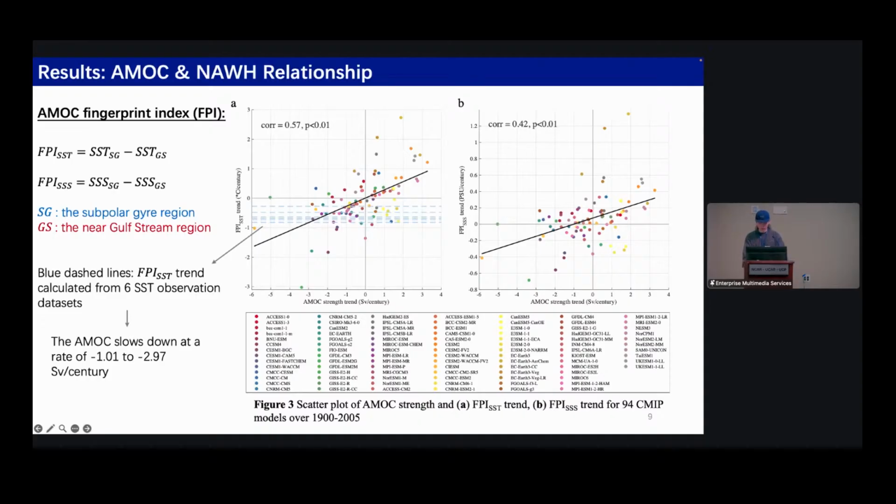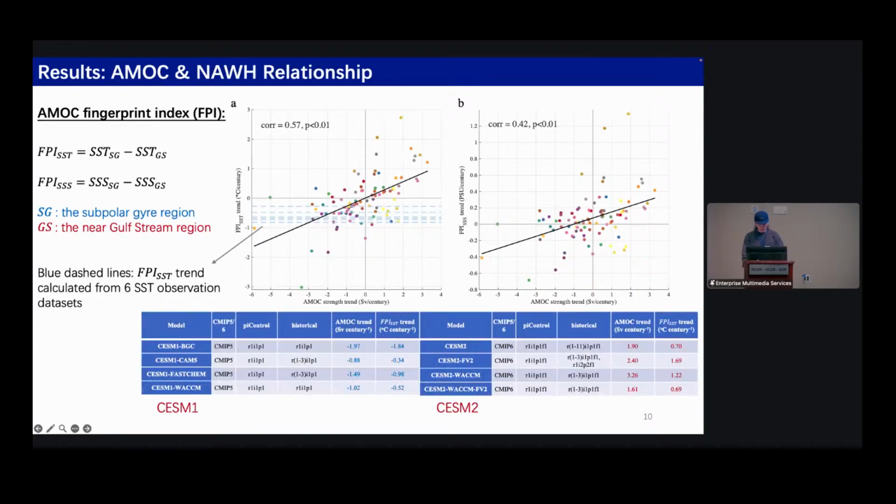And in panel A, the blue dashed lines are the fingerprint index trend calculated from 6 SST observation datasets. From the blue dashed lines and the regression line, we can estimate that the AMOC slows down at a rate of roughly -1 to -3 Sverdrup per century. And if we look at CMIP, we can also see a model generation difference here: weakened AMOC in CMIP5 and strengthened AMOC in CMIP6.